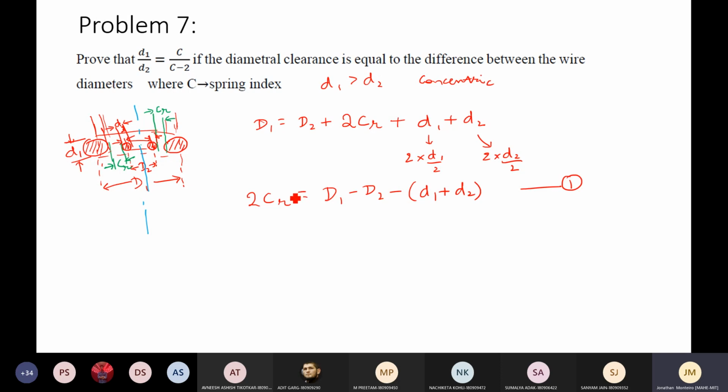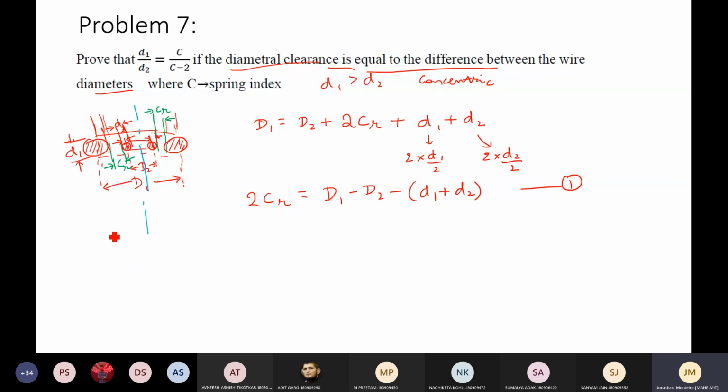Keep this as equation 1. Now this is the general thing, valid for any concentric spring. Now there is a particular case when the diametral clearance is equal to the difference between the wire diameters. This is one specific case they are talking about. The equation we are trying to prove is not true in every case. It is true in one case, that the diametrical clearance is equal to the difference between the wire diameters.